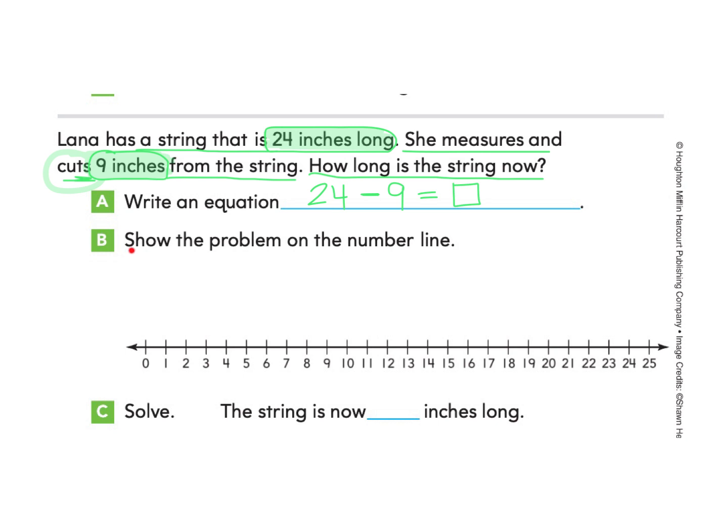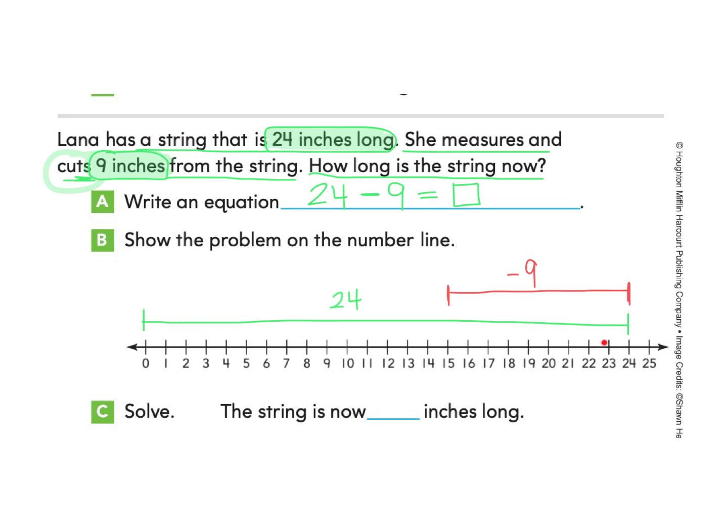Now let's look at part B. Show the problem on the number line. Again, if you want to try this part on your own, you can do so and come back, or you can follow along with me. Our equation tells us that we have 24, so I'm going to start from 0 and go all the way over to 24. I have drawn a line on the number line from 0 to 24, showing that that's how long the string I have is. Now I'm going to take away 9, starting from the 24. When I start at 24 and take away 9, I am going to end at the number 15.